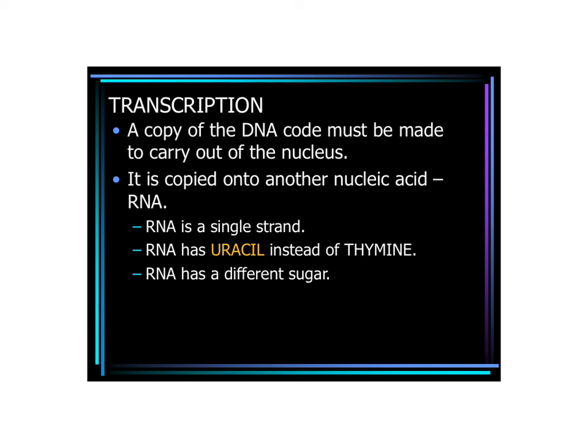And instead of thymine, RNA has this other base called uracil. So wherever you have adenine, instead of bonding with thymine, it's bonding with uracil. So you'll see some U's instead of T's. And then RNA has ribose sugar instead of deoxyribose sugar. But for the most part, you still got your phosphate, you still got your sequence of bases, you still have base pairing just like you did with DNA, but RNA is just one strand.